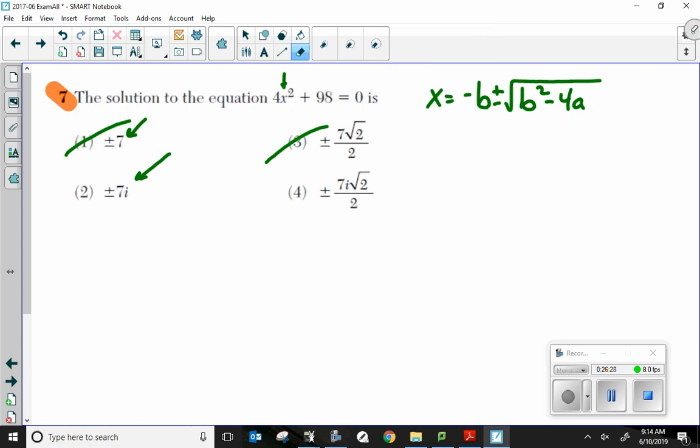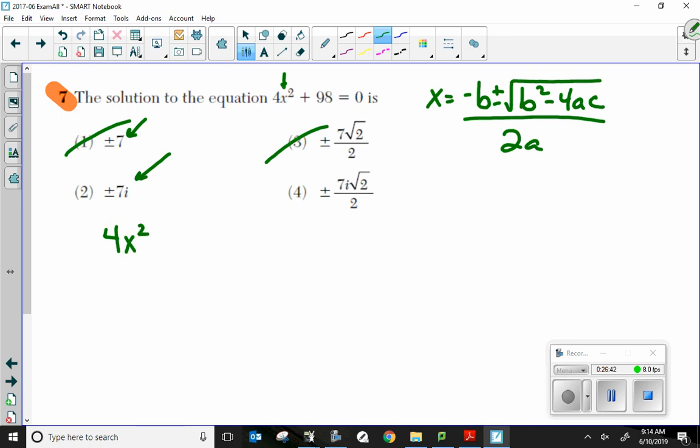That's not an exponent, that's just another term, all over 2a. So negative b plus or minus the square root of b squared minus 4ac all over 2a. Here's the problem. I have 4x squared plus 98 equals 0. I have plus 0 x's. You need to know that because your a is 4, your b is 0, and your c is 98.